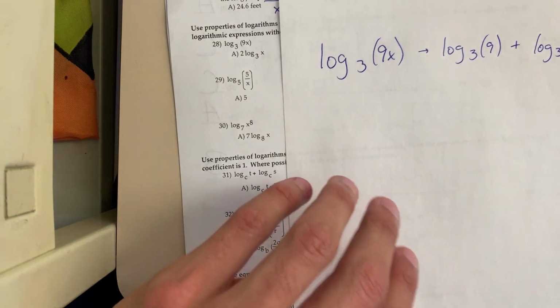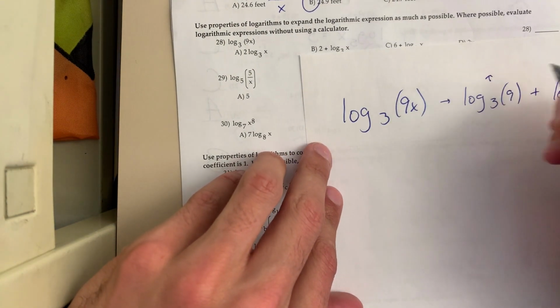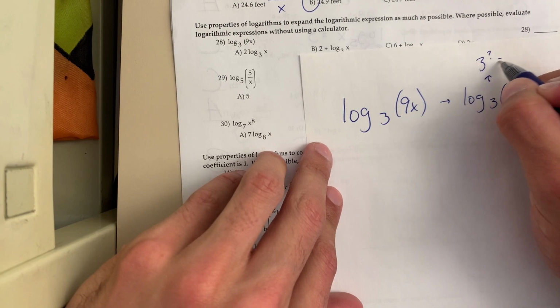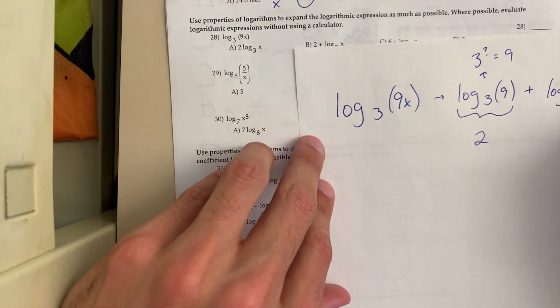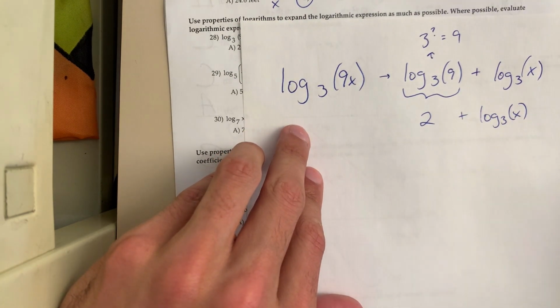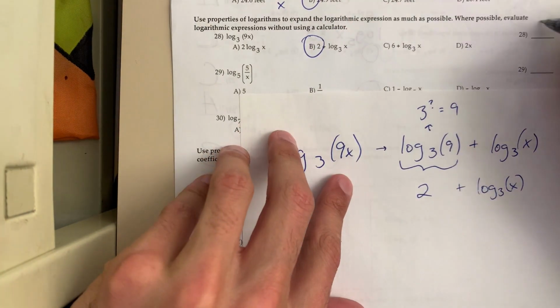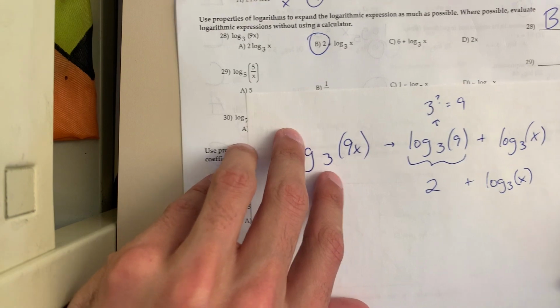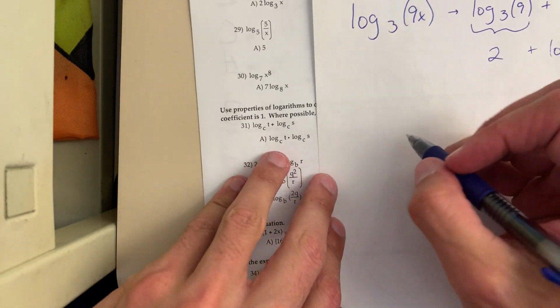And then I'm going to be able to simplify that, because log base 3 of 9 is asking, 3 to what power equals 9? And so this would equal 2. So 2 plus log base 3 of x. I can't simplify that anymore because there is a variable in it, but it matches up with my answer option B. All right, and then the second one is the quotient rule, similar to this one.